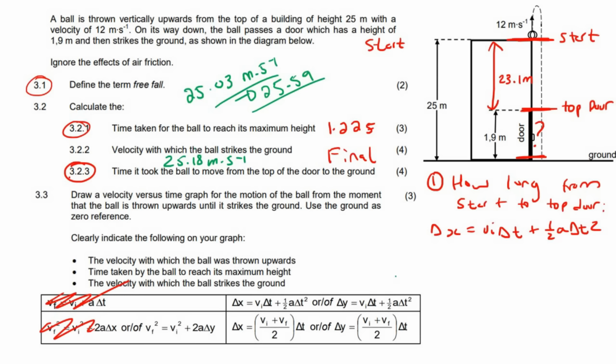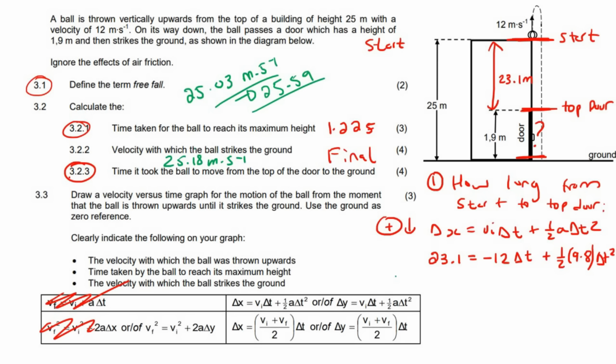I will choose down as positive. If that's my starting position, my ending position is over here, so I'm ending below. Because I chose down as positive and I'm ending below, this would be a positive value. So I'll say 23.1 because I'm just going from there to there, not all the way down. My initial velocity will be negative 12 because I chose down as positive, but the ball initially goes up. The amount of time is what I'm trying to calculate. Gravity will be positive 9.8 because gravity's going down, and then delta t squared.